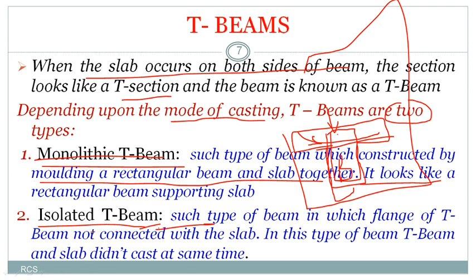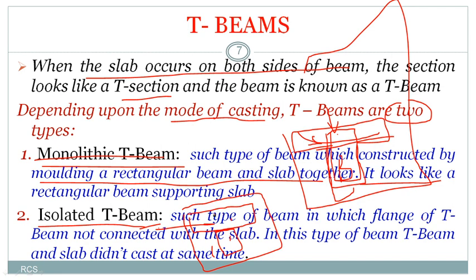Similarly, we have isolated T-beams, such types of beams in which the flange and the beam are not connected, they are separated from each other. Suppose this is a slab and this is a beam section, in appearance they look like a T, but they are not having a connection at their junction. That's why this is a single one, and this is also a single one. They act independently, but in section they appear as a T. That's why they are isolated T-beams.